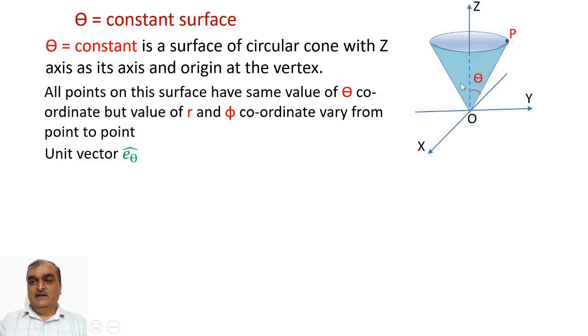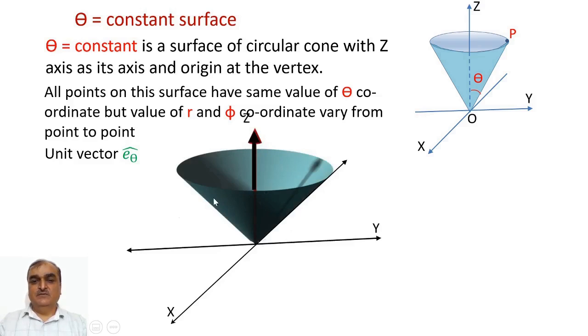That is, if we connect all points for which the line joining the point to the origin makes angle theta with the z-axis, we get a conical surface. Therefore, this conical surface is the theta constant surface. Let us see from this figure. If we observe any point on this conical surface and connect it with the origin, that line makes angle theta with the z-axis. That is, for all points on this conical surface, theta is constant.